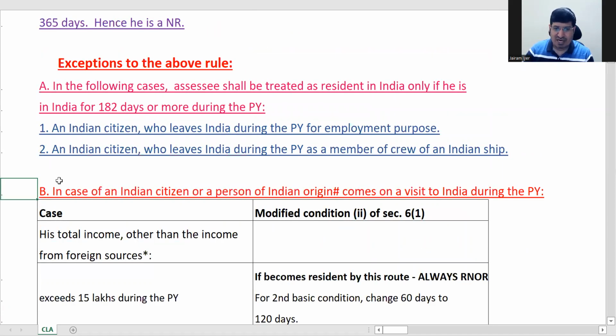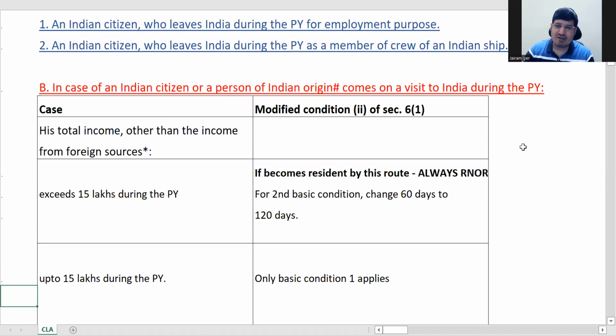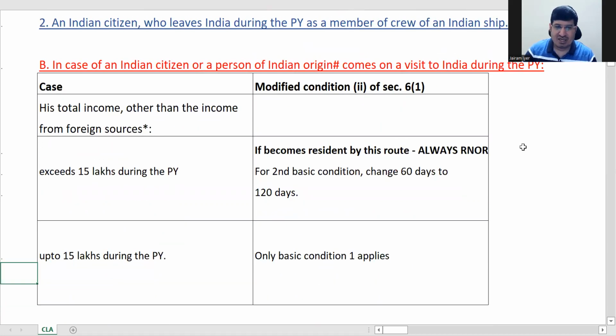So let's go back here. So an Indian citizen or person of Indian origin comes on a visit to India during the previous year.